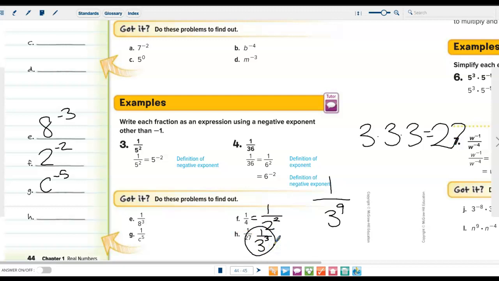So how do I rewrite this using an exponent? Adriana? Yep. 3 to the negative third. Give me a thumbs up if you got that one.